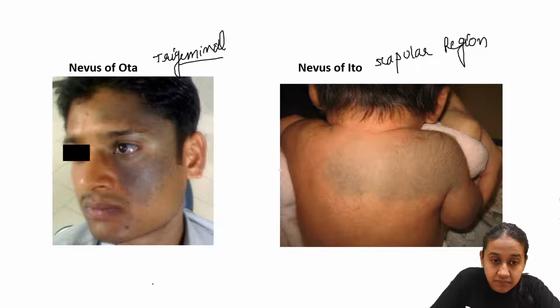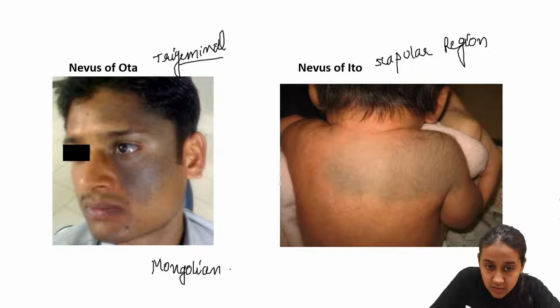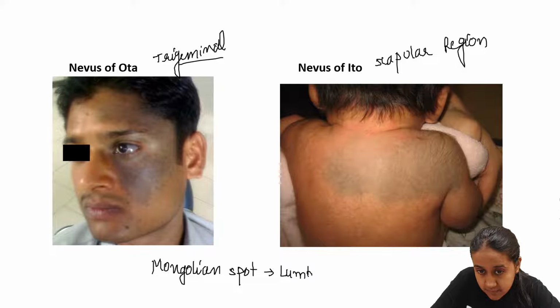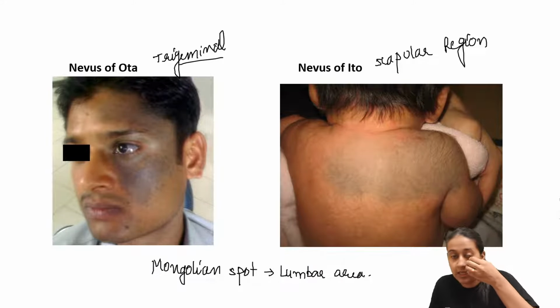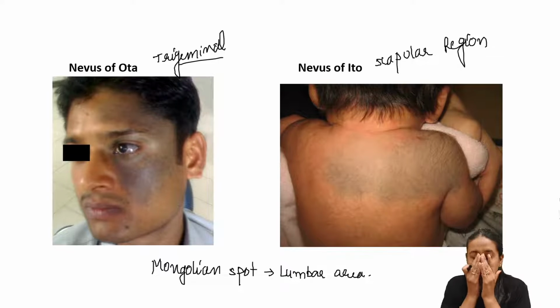Mongolian spot is in the lumbar area. Okay? So we have nevus of Ota, we have nevus of Ito, and we have Mongolian spot.